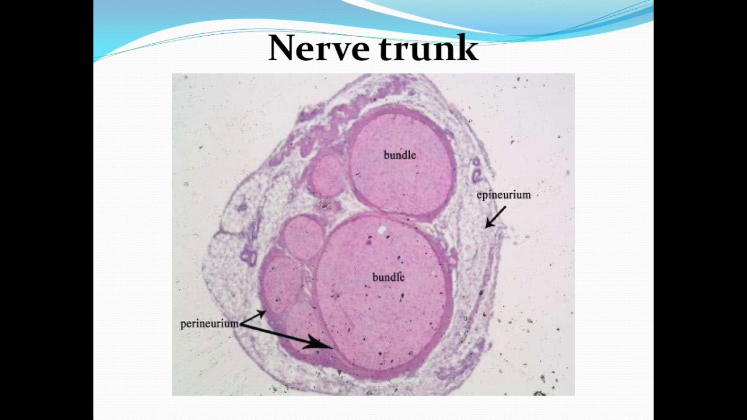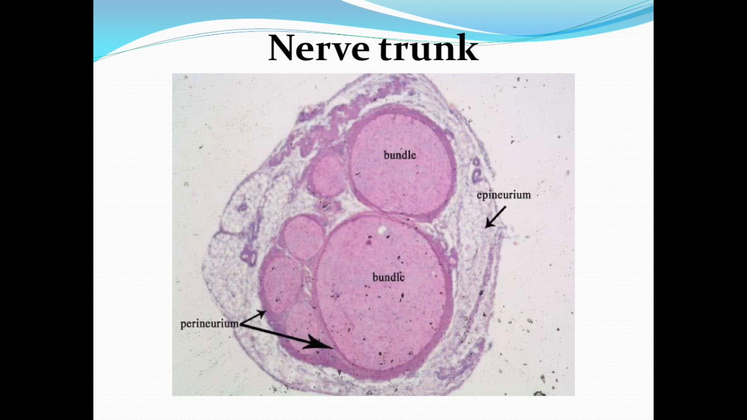This is a very easy picture, a transverse section in a nerve trunk. We all know that the nerve trunk is formed of bundles of nerve fibers, and these nerve fibers are myelinated. It is supported by a connective tissue covering the whole nerve trunk called the epineurium. It is an ordinary connective tissue.